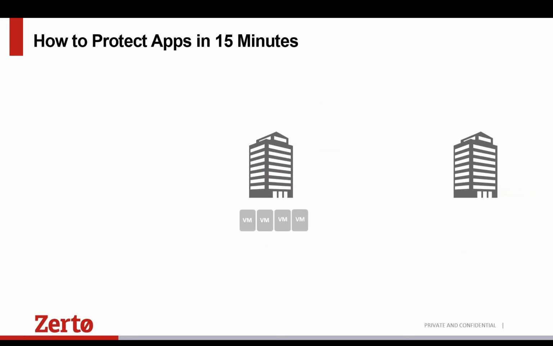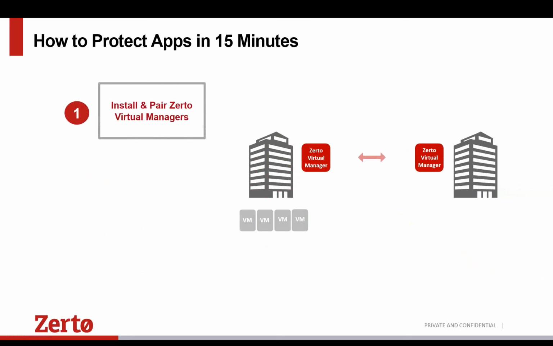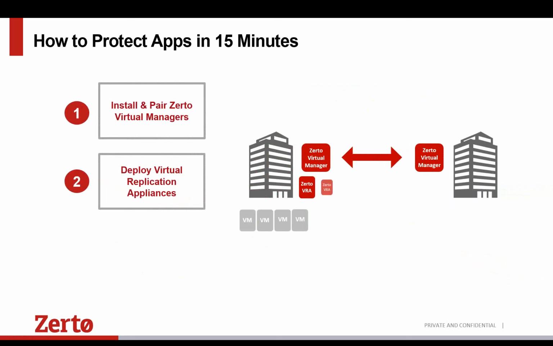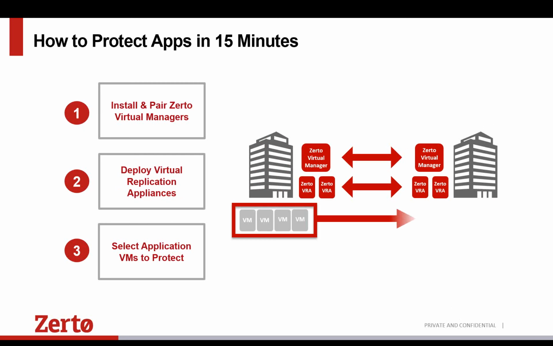So you have your data centers, some virtual machines that form your applications, and you need to protect them. The first thing you do is install your Zerto Virtual Managers, which is your interface for controlling the disaster recovery and replication. You then deploy the virtual replication appliances, which sit on each of your ESXi hosts. And then finally, you select the VMs that form your application, you put them in a Zerto protection group, and then everything else is handled in the background. So you don't have to configure any replication agents on each individual VM. You just install the managers, deploy the appliances, select the VMs, and away it goes.